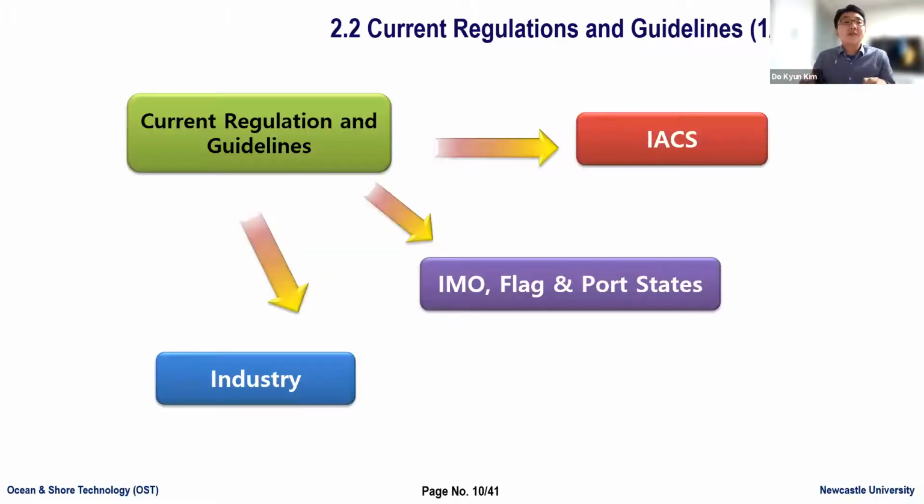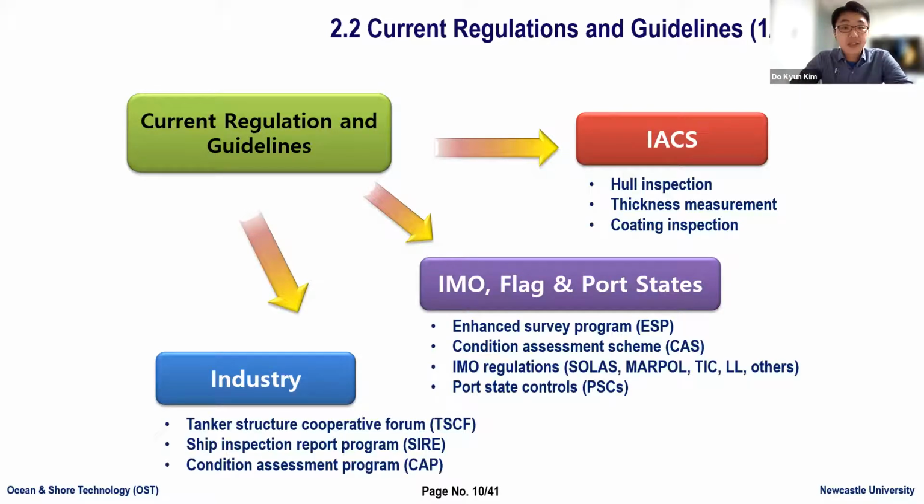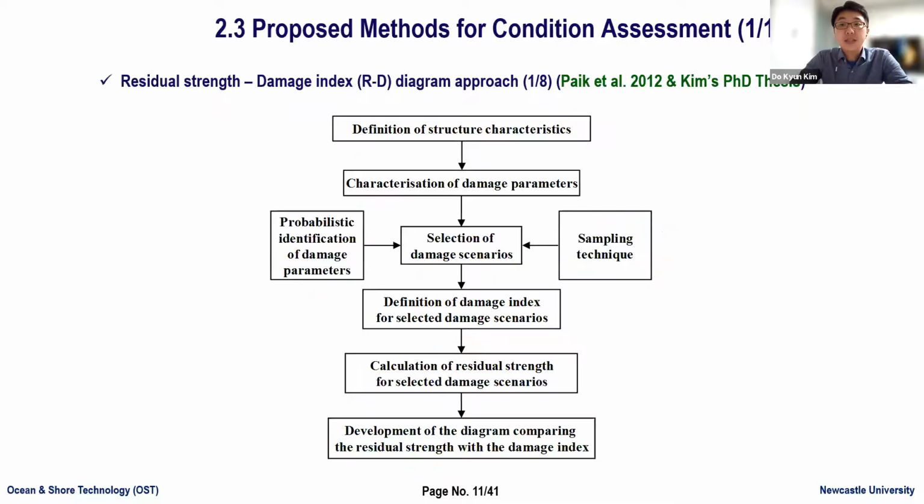So in our field, for the current regulations and guidelines, we have the International Association of Classification Societies, including DNV, Lloyd's Register, Korean Register, ABS, etc. At the same time, we have the IMO. These are quite famous organizations, and individual industrial regulations exist. So you can see the details here. And this is the proposed method by Paik et al., 2012 and my PhD thesis.